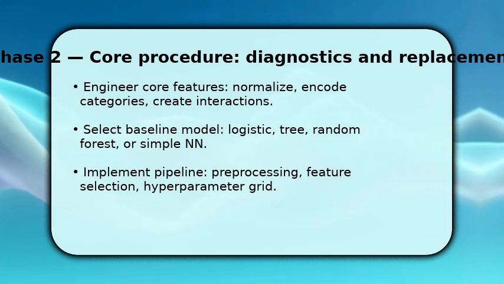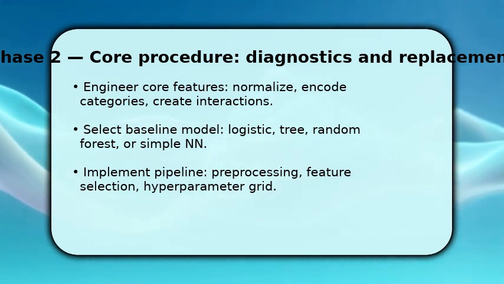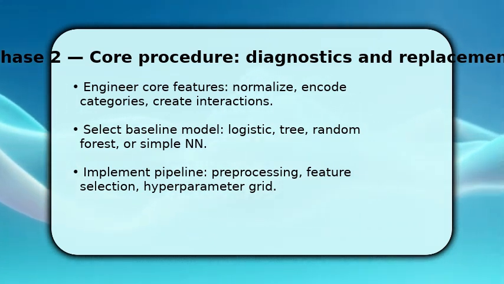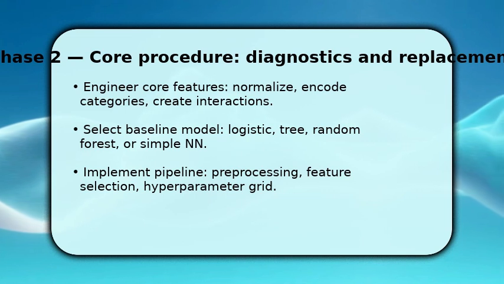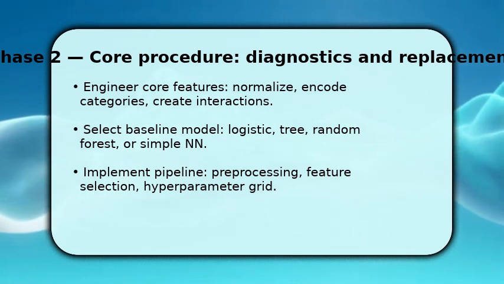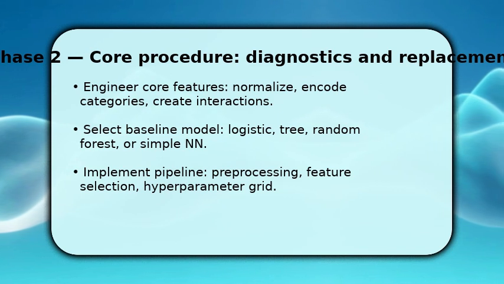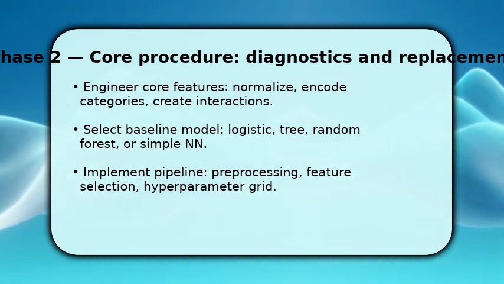Then implement a baseline model quickly, a simple logistic or small tree, to verify the pipeline. Once that baseline works, set up a hyperparameter search and feature selection inside the pipeline so transformations are reproducible. This prevents leakage. You finish by training thoroughly and validating results.